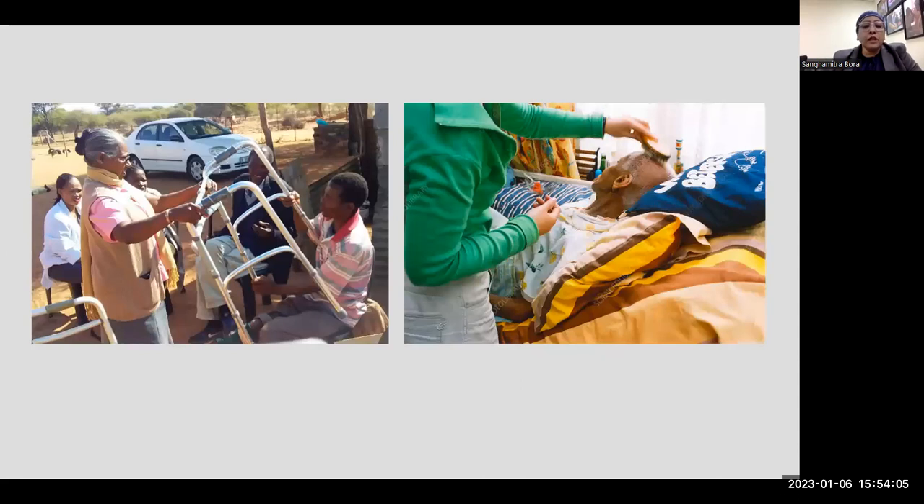So these are real pictures of terminal patients and home care. You can see on the left hand side a walker has been given to this patient who has perhaps lost one of his limbs, and on the right hand side a terminal patient who's perhaps going to die in a few days or a few weeks' time. So this patient has been taken care of.